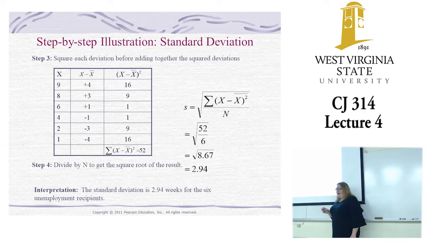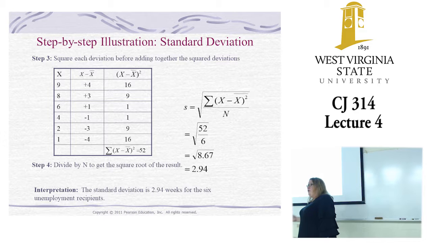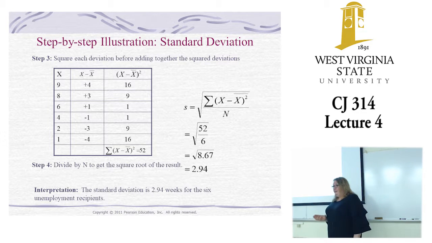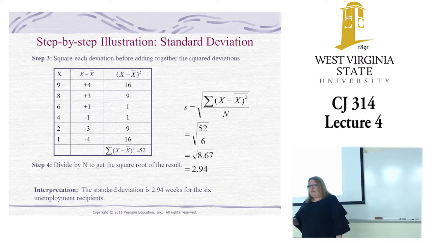We have 2.94. So what 2.94 tells us is the mean in this data set is 5, but the distribution, the spread, the variance, or the variation, every score in this data set is an average of 2.94 weeks away from that mean of 5. That's what the 2.94 comes down to.